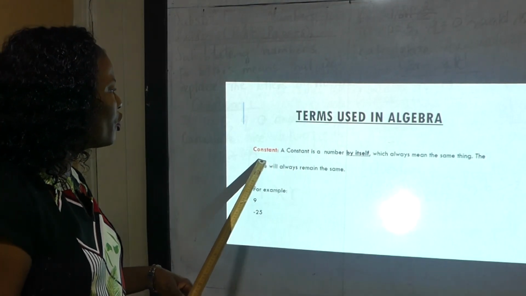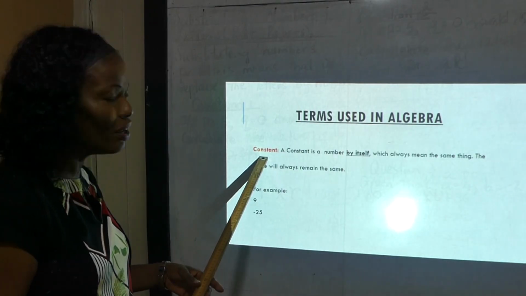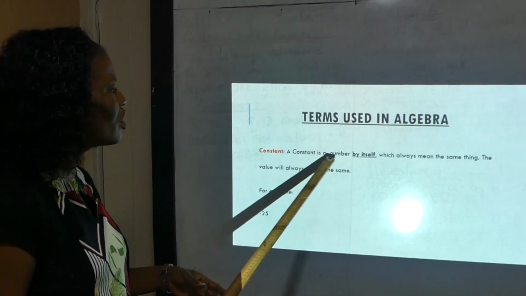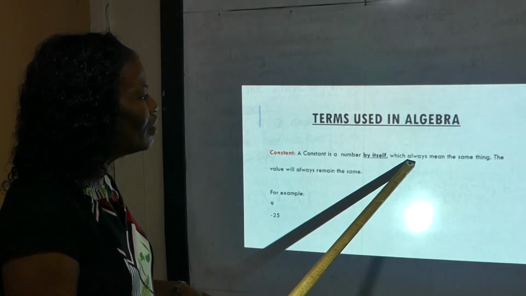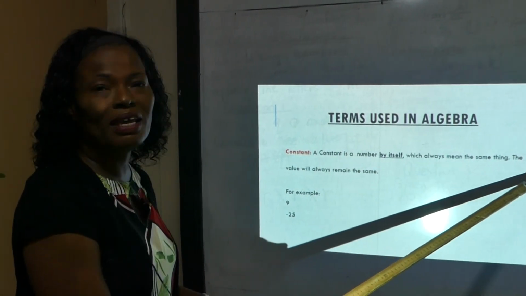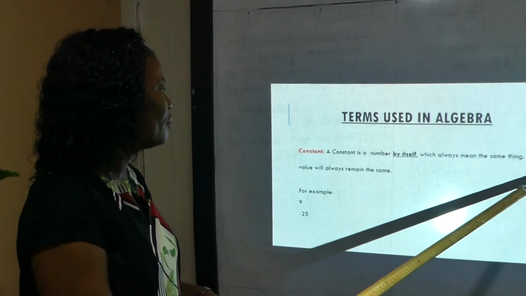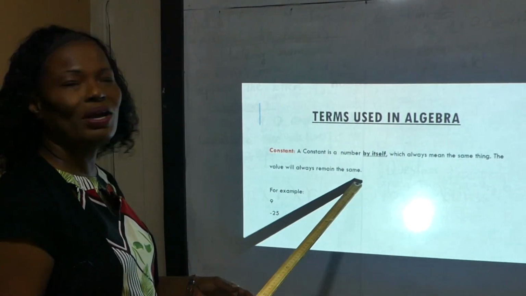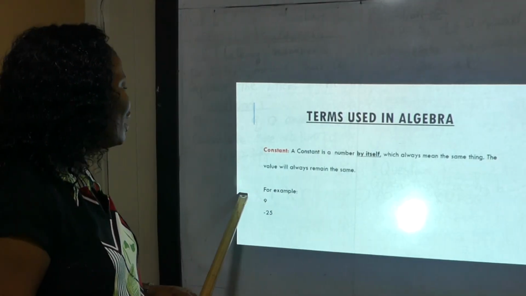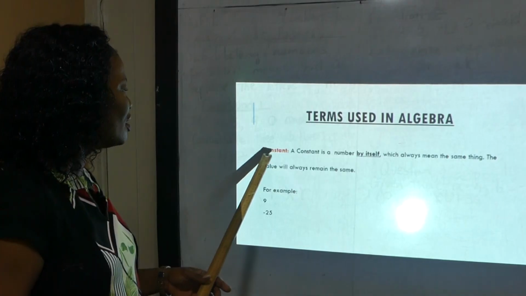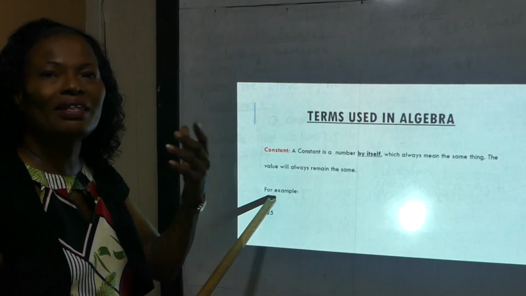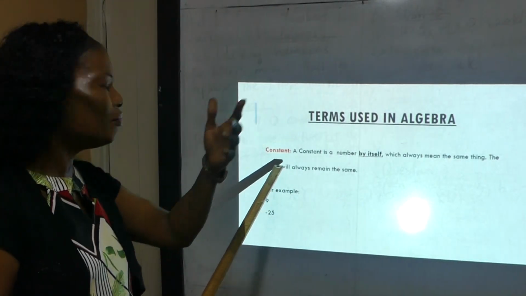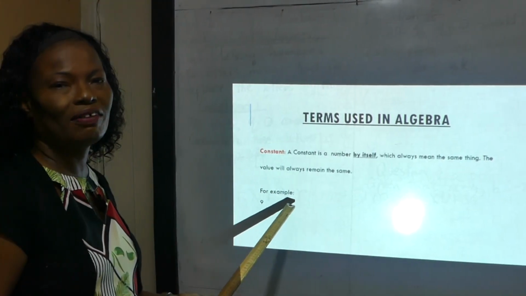So here's a term that we need to look at now. Another term, constant. A constant is a number by itself, which always means the same thing. The value will always remain the same. So examples of constant, a constant is like the number 9. It hangs out by itself, and negative 25.